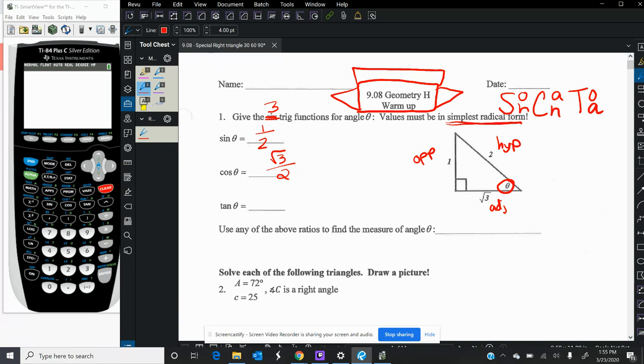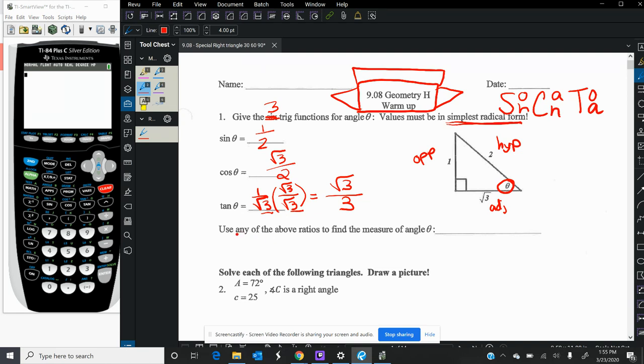But looking at tangent, its opposite over adjacent is 1 over square root of 3. Now this we do have to rationalize, so we're going to multiply through by the denominator, which is like multiplying by a 1. And what that does is it makes our numerator into the square root of 3, and our denominator, radical 3 times radical 3, simply becomes 3. So now those are our three ratios for theta.